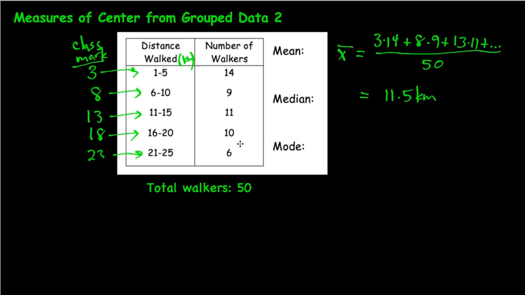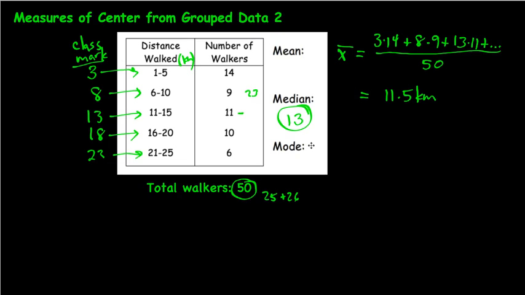To find the median, we're going to report the class mark of where that median value would fall. So 50 total walkers to get the median. It'd be the average of the 25th and 26th walkers in order. So here's 14, here's 23. So the 25th and 26th are definitely going to be in this interval. So we report the median of this one is the class mark for that, which is 13.